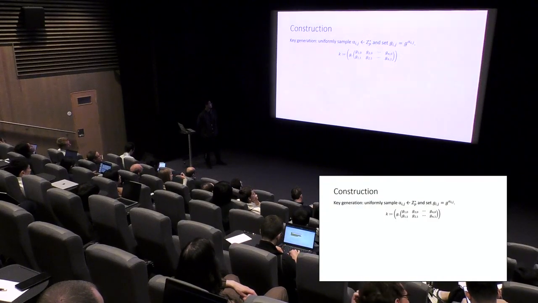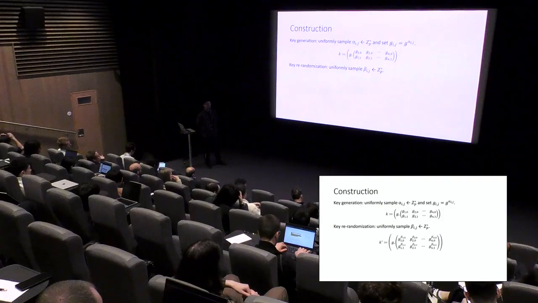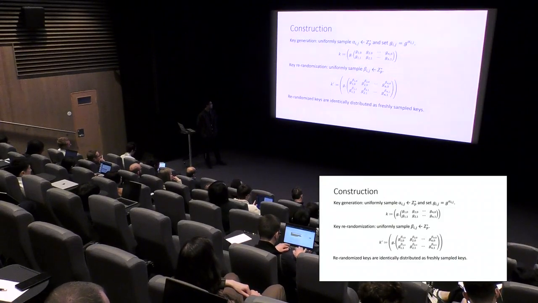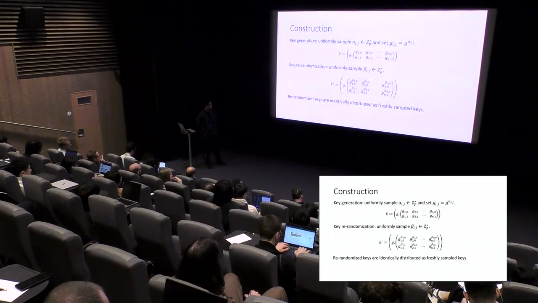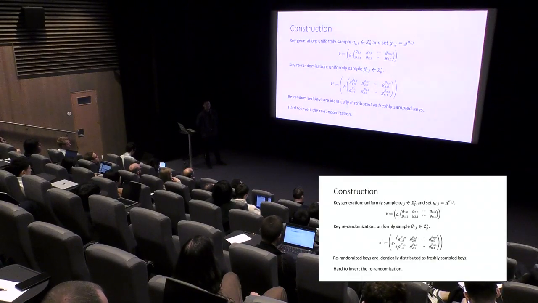And then in order to re-randomize the key, you first uniformly sample 2n values from Zp star, and then you raise each element of the matrix to the sampled power. And then it is easy to observe that the re-randomized keys are identically distributed as freshly sampled keys, and that it is hard to invert the re-randomization, by which I mean that given key and key prime, it is hard to find a randomness R that will re-randomize key to key prime.